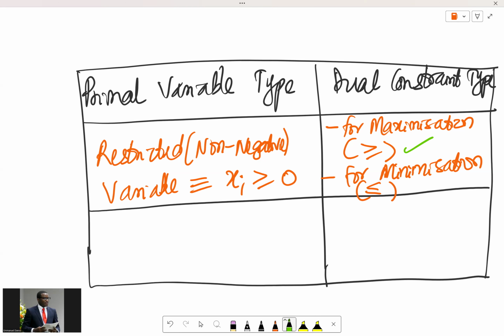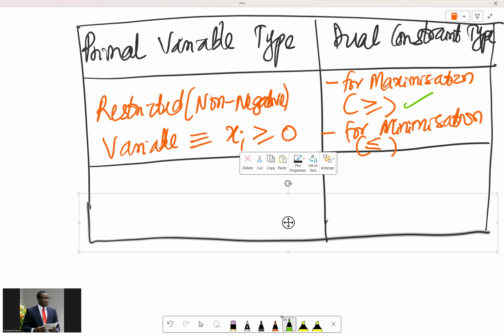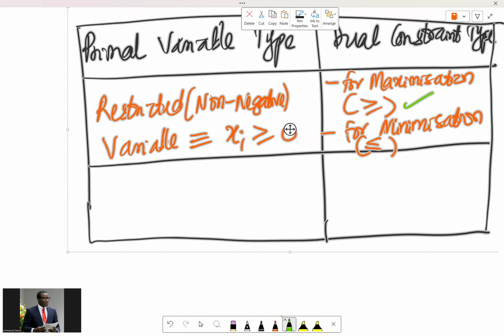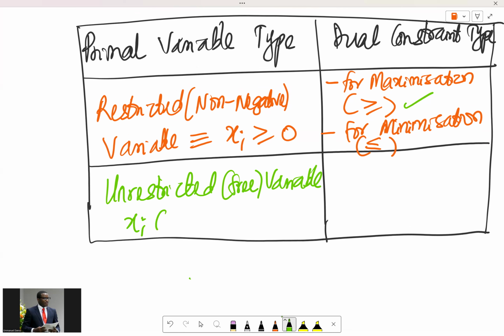Okay. All right. So that's when we have restricted or non-negative variables. So what if we now have unrestricted variables, or what you can call free variables, just like we saw before? That means you have an xi, which is a real number. Real number means it can either be positive or negative. It's just a real number.